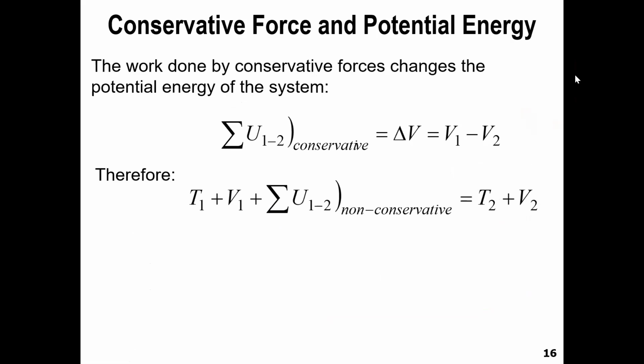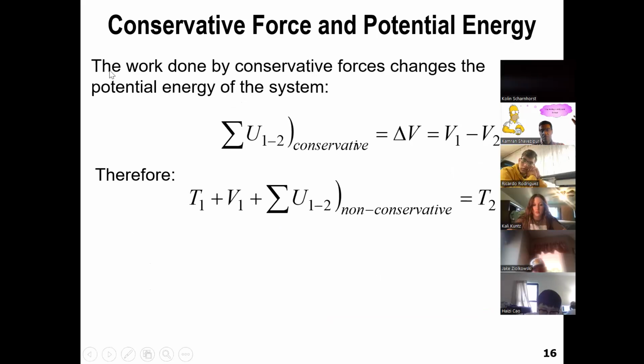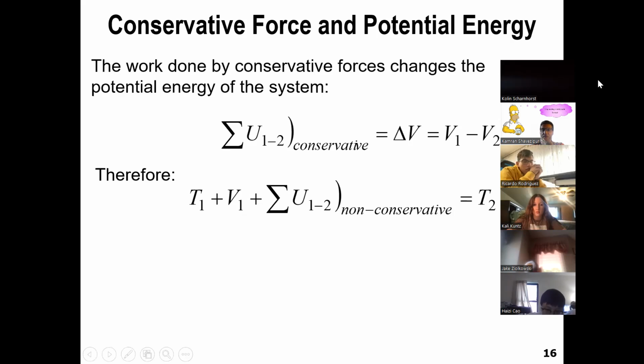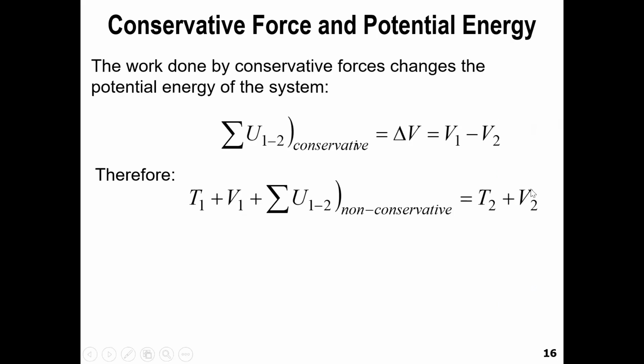It makes it nicer to understand if we consider the kinetic and potential energy as the overall mechanical energy of the system. Then you can express this as the initial mechanical energy of the system plus work of all non-conservative forces gives you the final mechanical energy of the system. Make sense? So you could use this equation, or you could use T1 plus U1 equals T2, it is the same. We just separate these terms.